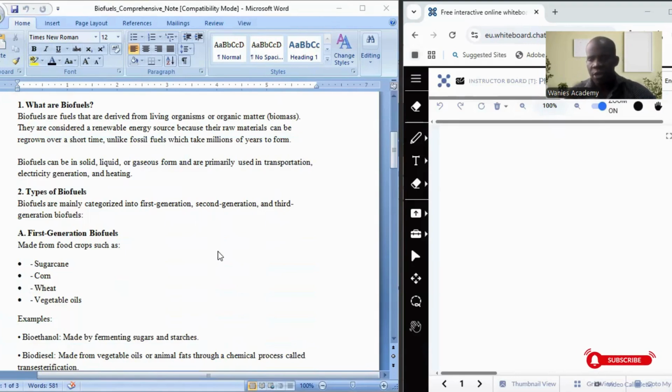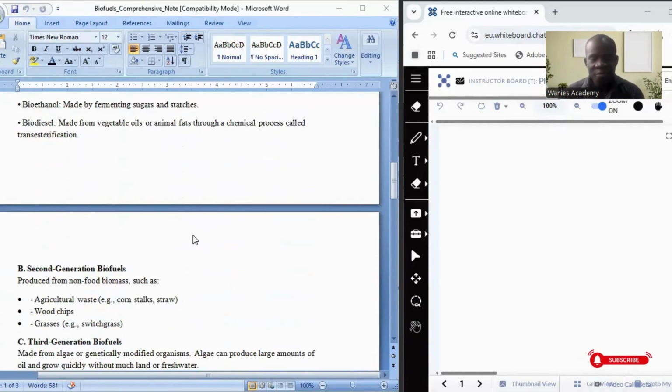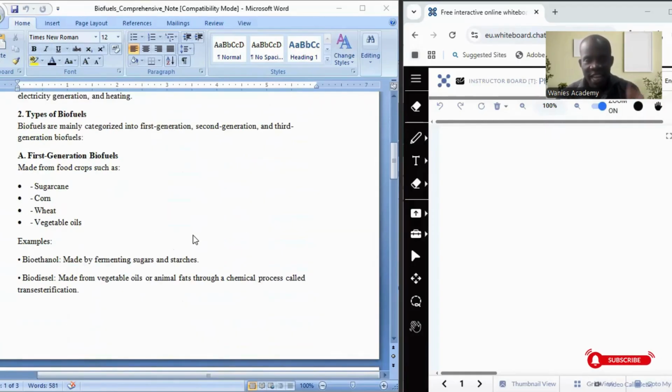Now, examples of this generation include bioethanol, made by fermenting sugars and starches. Then we have biodiesel, made from vegetable oil or animal fat through a chemical process known as transesterification. Sugarcane, corn, wheat, and vegetable oil are classified as the 1st generation of biofuel.